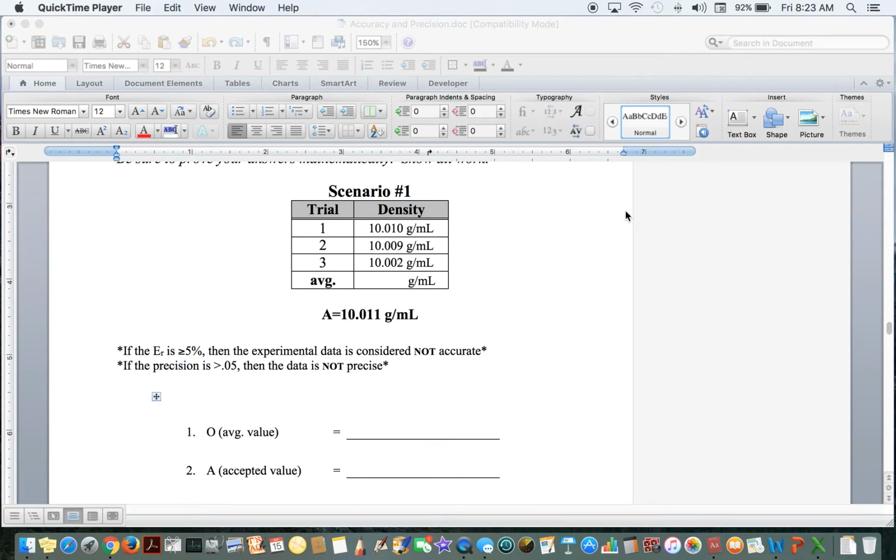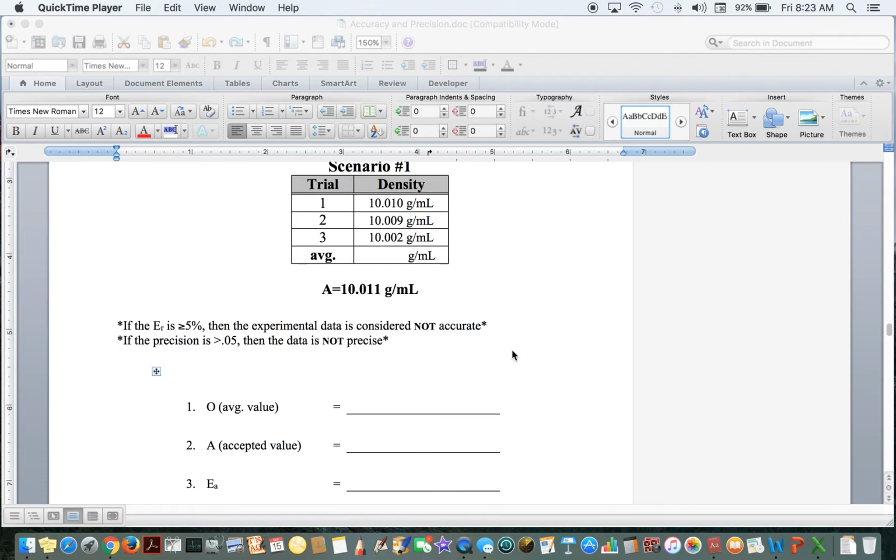Hi, chemistry class. This is your homework that you're going to be doing, and I want to show you how to do it. It's fairly easy. It just takes a little bit of know-how. Here are three trials, and here's the data collected in an experiment on density.